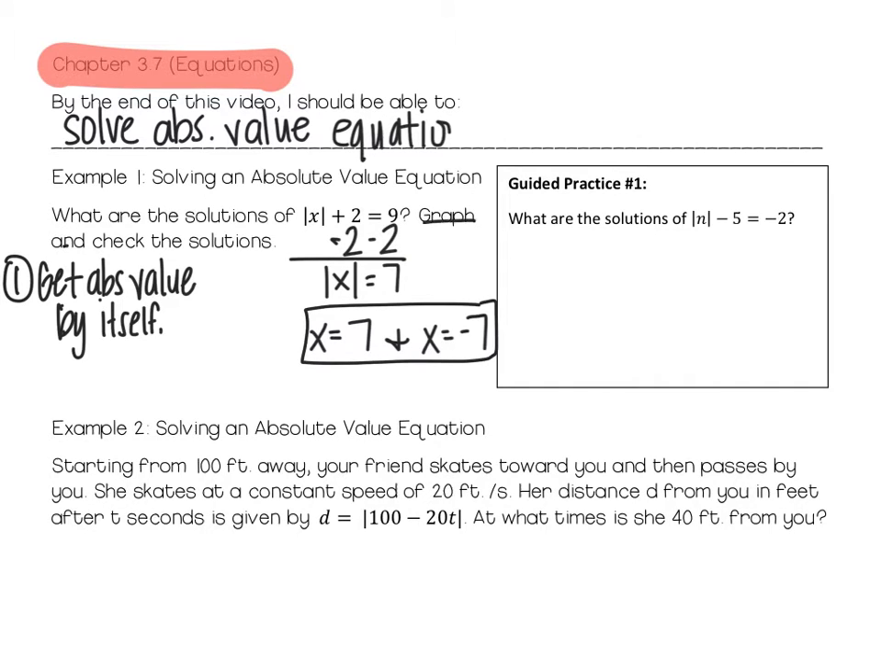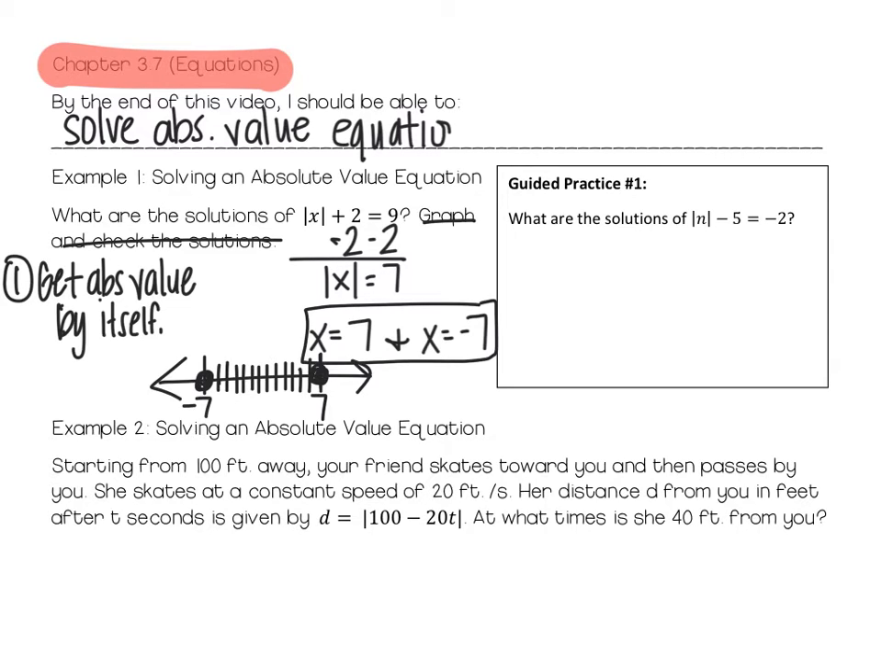It says to graph and check your solutions. What you're going to do when you graph them is you're going to put the lower number on the left, the bigger number on the right, and you're going to put a dot on those numbers. You do need to put the numbers in between and number them correctly, but for the sake of time for the video, I'm not going to do it on the video.